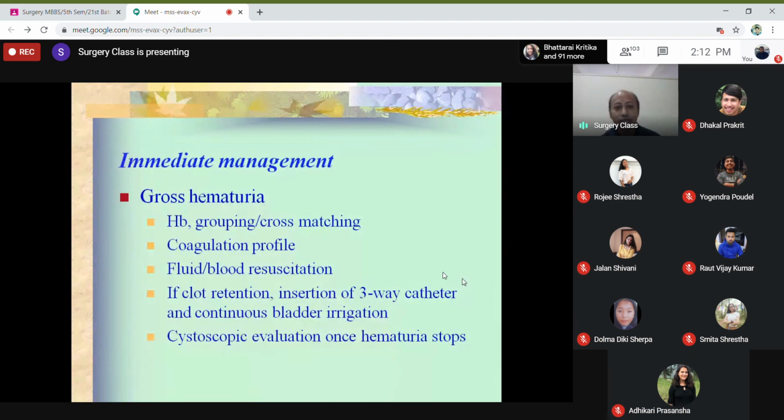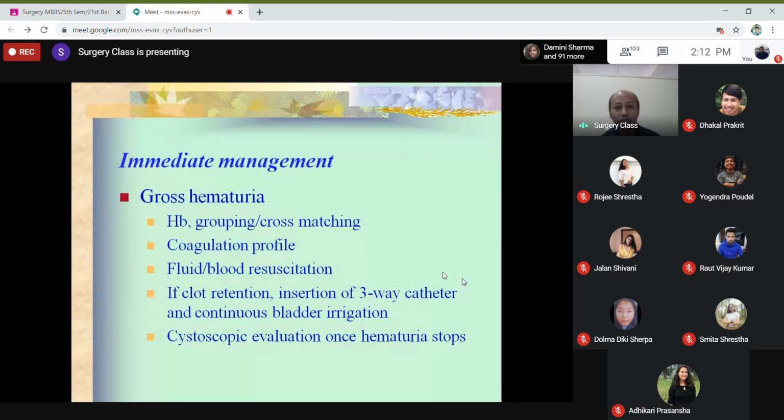Continuous bladder irrigation means you have three ways in this type of three-way catheter. Through one way, you infuse normal saline. Through another way, you drain the washed urine. So three-way continuous bladder irrigation may be necessary if there is continuous, profuse bleeding inside the bladder, to prevent further clot formation. And then once hematuria stops, then cystoscopic evaluation.